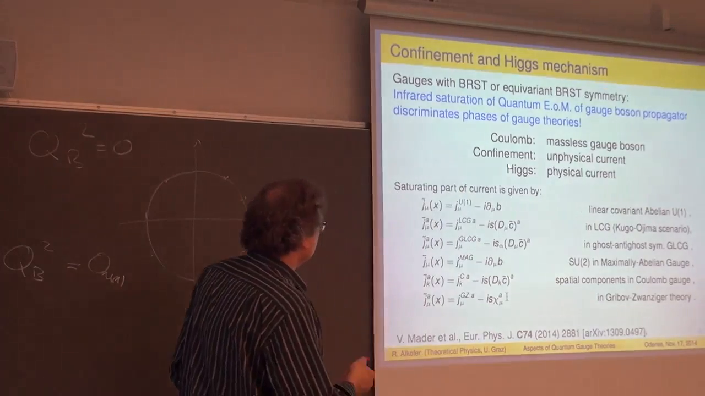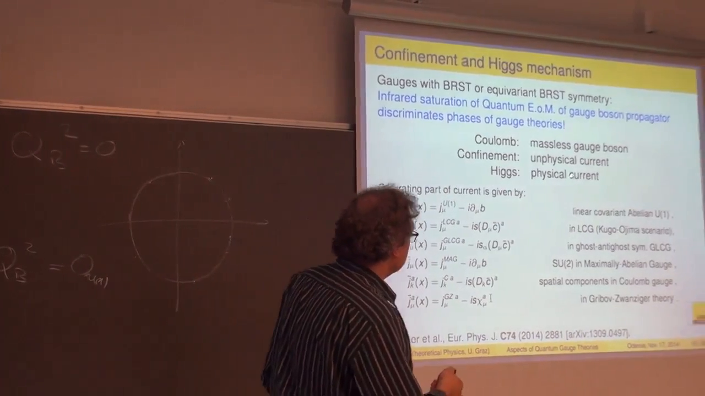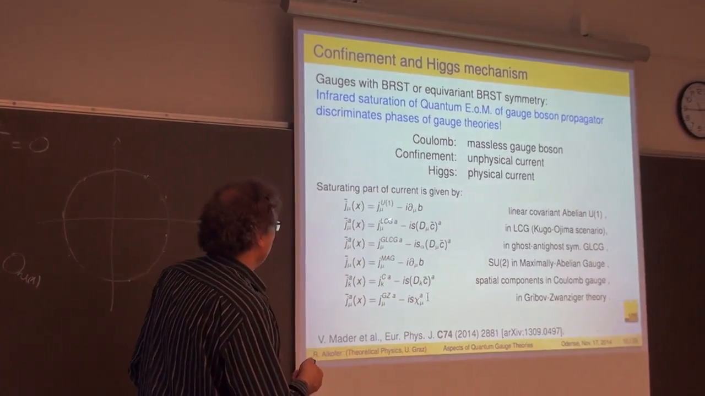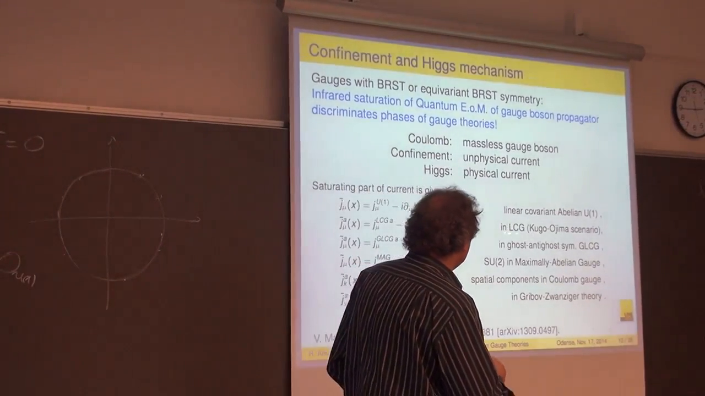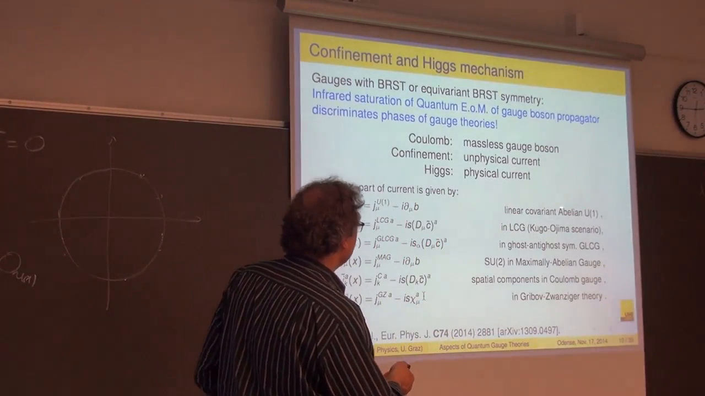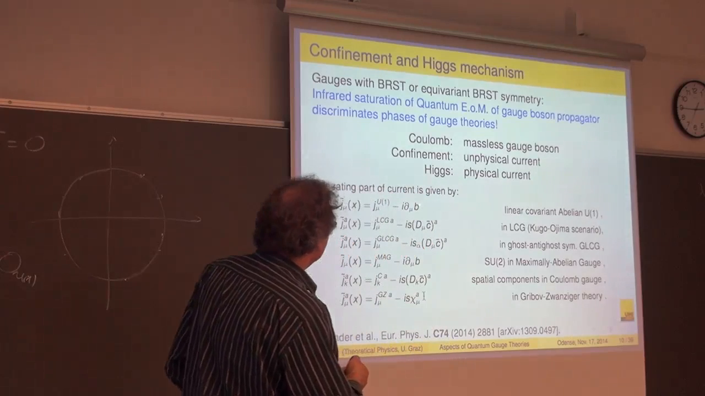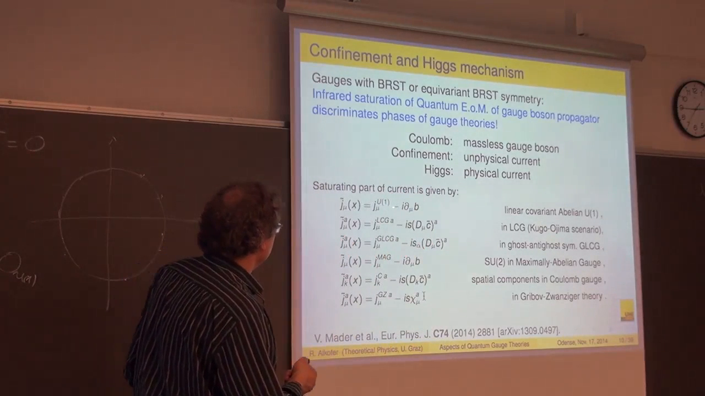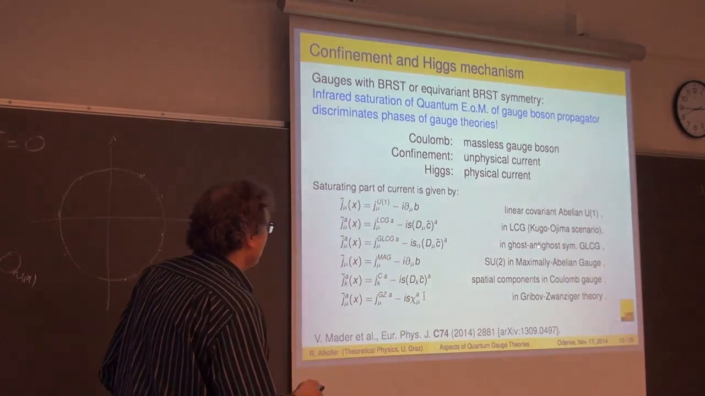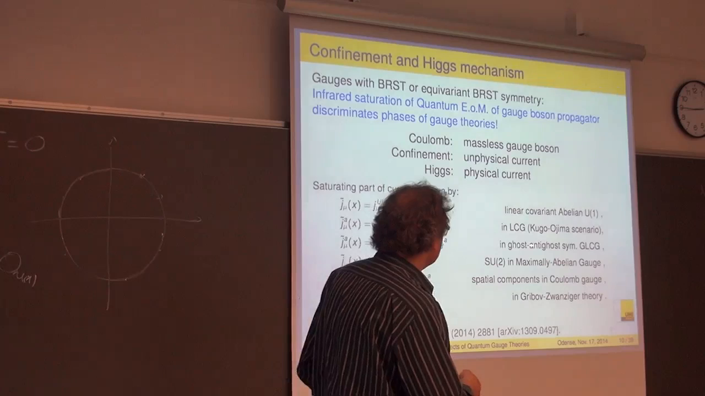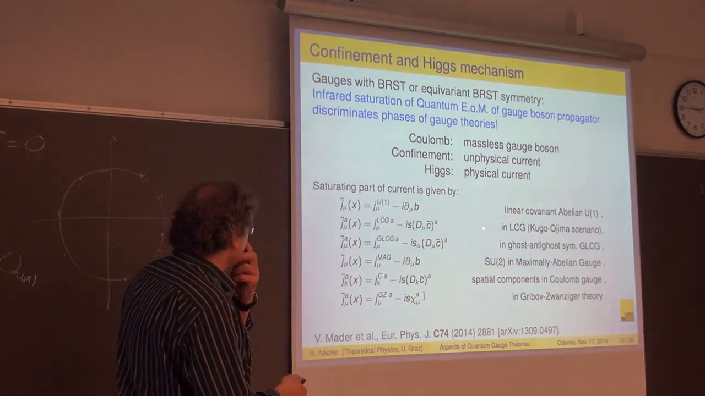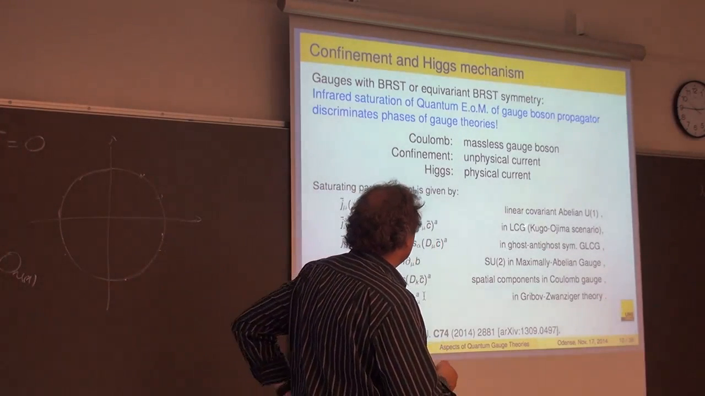Then we looked at a bunch of different gauges and theories, for example, linear covariant abelian U(1) with and without Higgs, linear covariant gauge, where you could verify the Kugo-Ojima scenario. Here in the linear covariant abelian U(1), you see very nicely, when you switch on the Higgs, a phase transition from a Coulomb phase to a Higgs phase. We studied so-called Curci-Ferrari gauges, which are ghost anti-ghost symmetric. There it goes very similarly to the linear covariant gauge.